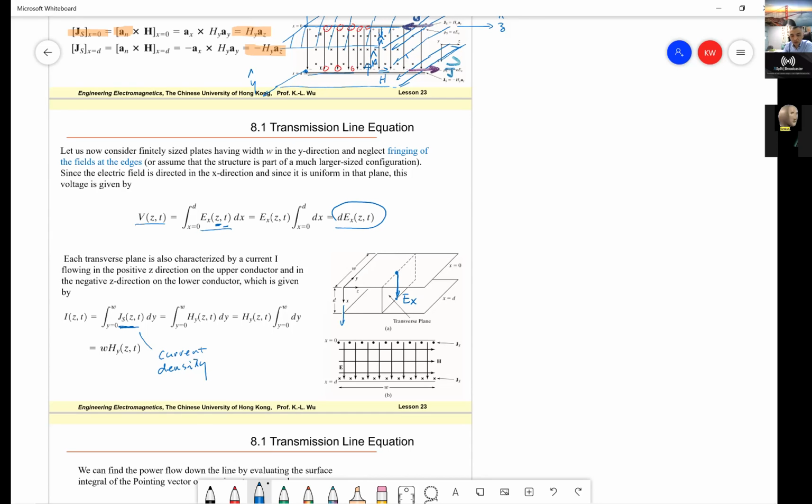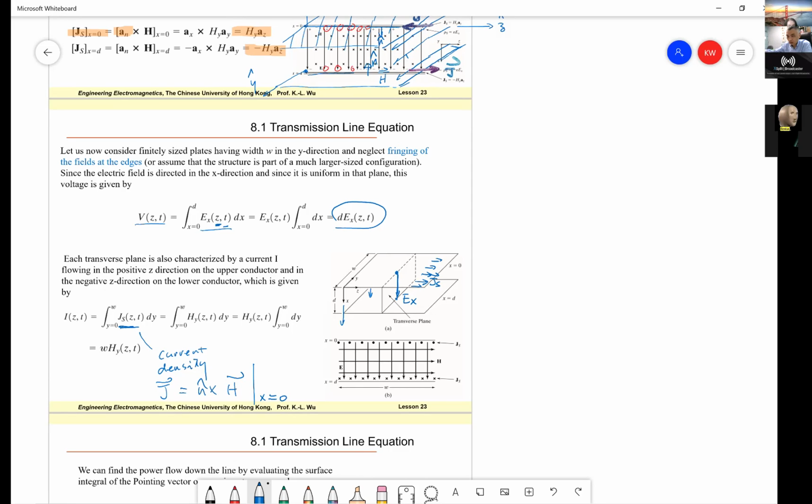Okay, the current density J we know is n cross H. Okay, n cross H. On the boundary, what boundary? Let's assume it at the boundary at x equal to 0. Okay, at x equal to 0. So on this surface, we have a current J_S.